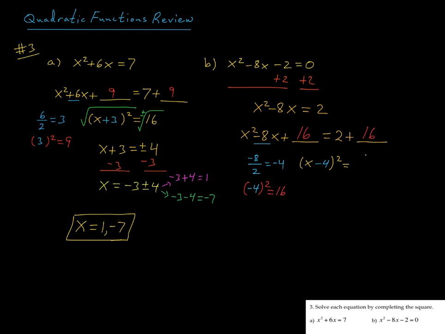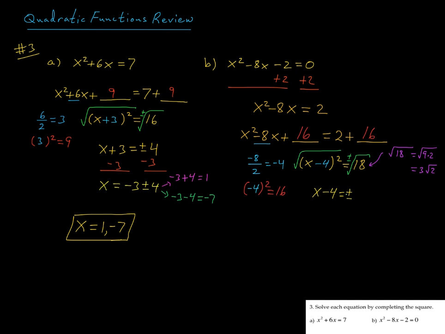On the right, we have 2 and 16, that's 18. So now go ahead and take square roots. And so that gives us x minus 4 is equal to plus or minus, and now the square root of 18 we can break down because 18 is 9 times 2, and 9 is a perfect square, so this will simplify as 3 times the square root of 2.